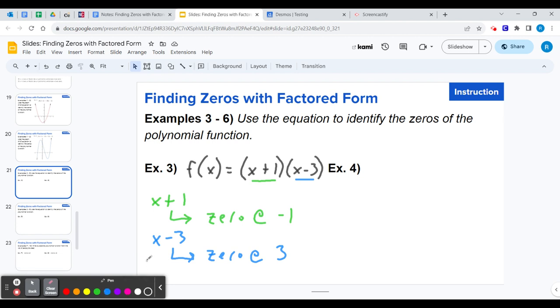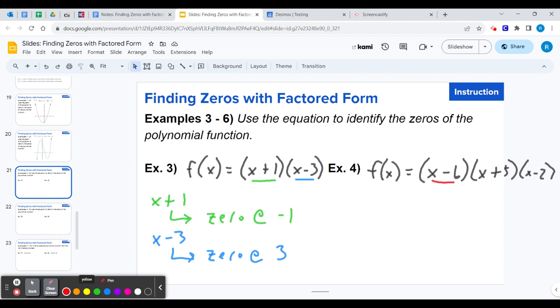Okay, let's try this with example 4 here. Let's throw in 3 zeros this time. Let's go x minus 6, x plus 5, and x minus 2. So in this case, we got our 3 different factors.